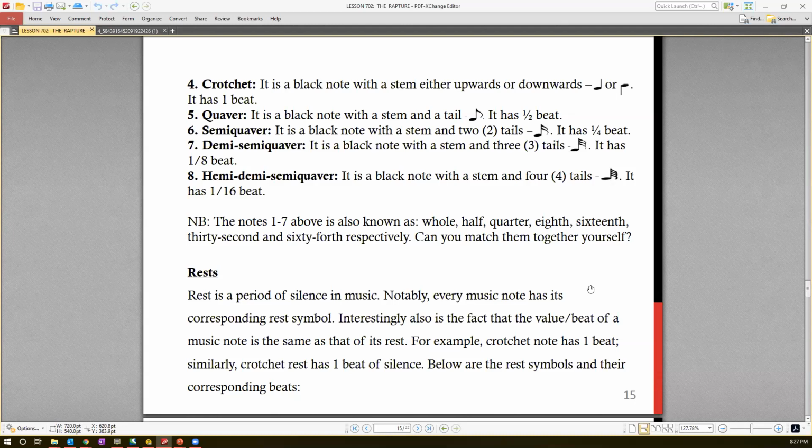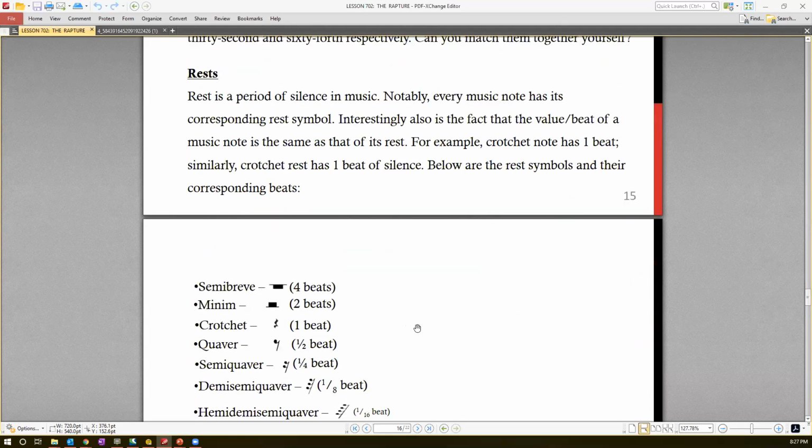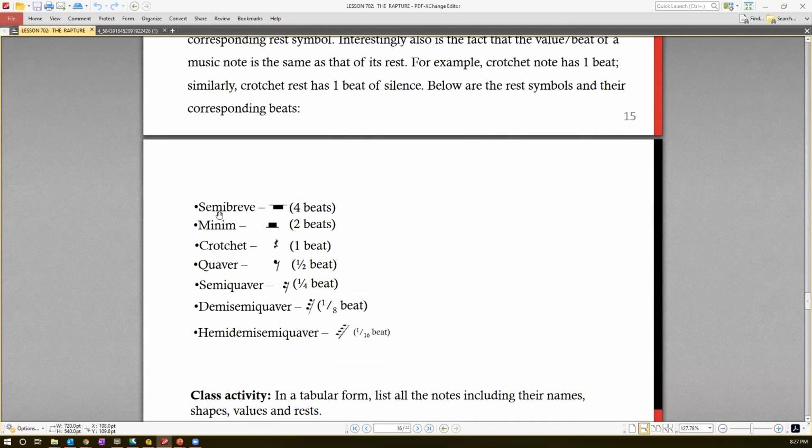So below are the rest symbols and their corresponding beats. Like I said earlier, the semi-breve or whole rest is 4 beats, so it's equivalent to the value of the whole note. We have a minim rest, it's 2 beats, and that's the symbol. Crotchet rest, that's its symbol. Quaver, that's its symbol. Semi-quaver, we have a flag and then two dots at the top.